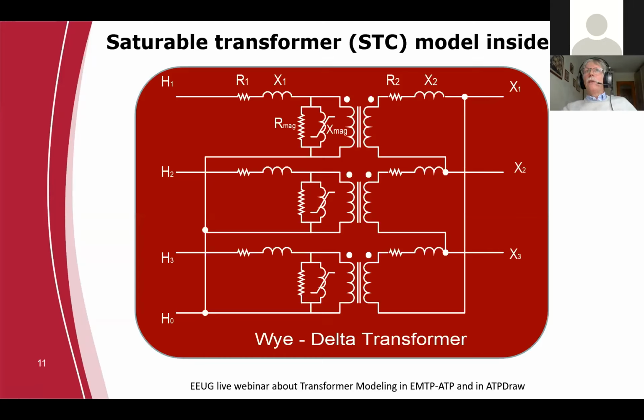The advantage of the saturable transformer model is its simplicity. The disadvantage is that you have to calculate these resistances and inductances by hand. If you are familiar with the transformer manufacturer catalog or design data, you can calculate them easily, and thereafter you can use ohms and inductances directly.